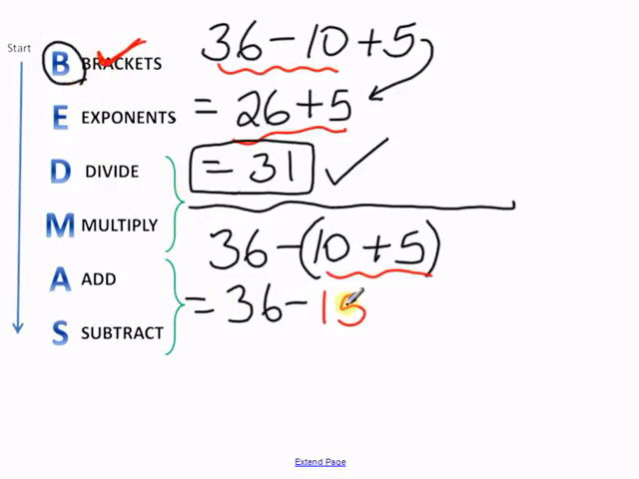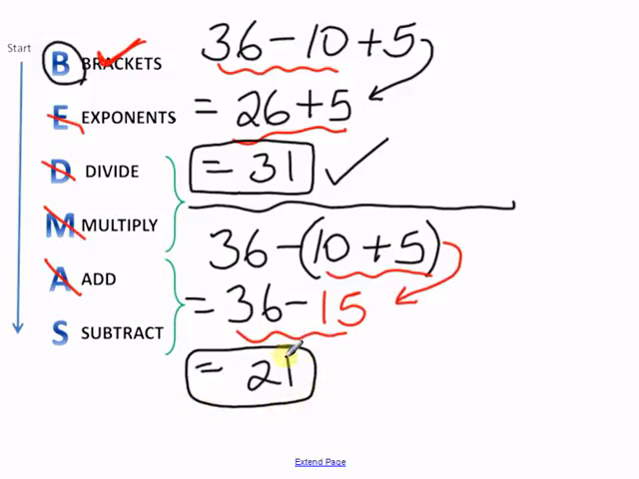Now I start again. I've simplified it, made it easier. And now I don't have to worry about what I started with. I worry about what I've got left now to do. No brackets, no exponents, no divide, no multiply, no add, just a subtraction. So that's all I have to do. So 36 take away 15 is 21. A very different answer than what we had in the first place. Looks like the same problem, but because the brackets were here, it forced me to do the addition first.